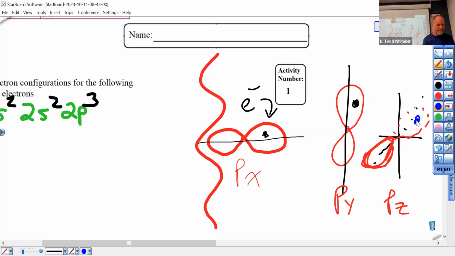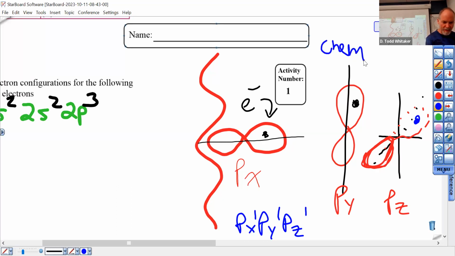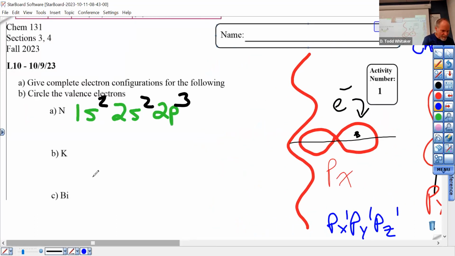Okay. So really it's PX1, PY1, PZ1, right? And this is Chem 141. I just want to be real clear. That's when you know about that. Moving on to the next example.